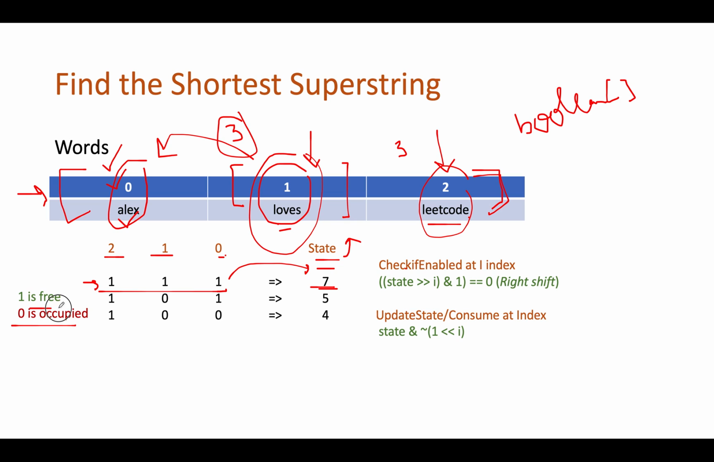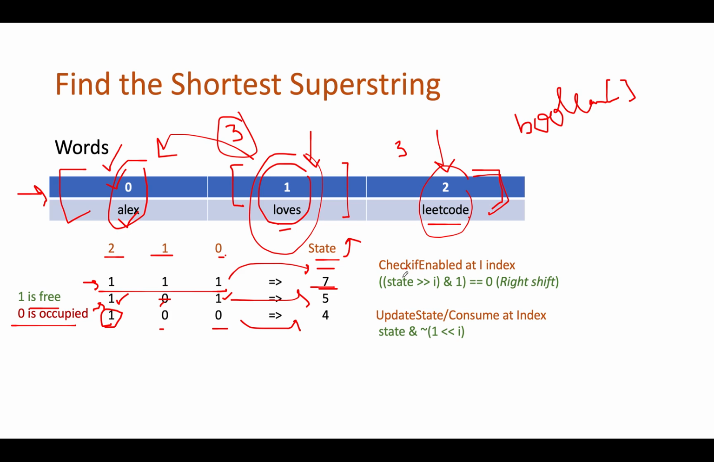Also, 1 means free, 0 means occupied. So let's understand these two examples. In this case, Alex is available for usage, loves has been used, and LeetCode is again available for usage. In the last case, only Alex is available for usage. The other two are unavailable for usage and have been consumed in the past. So what states do they correspond to? This corresponds to 4, this corresponds to 5, if you convert them into integers.